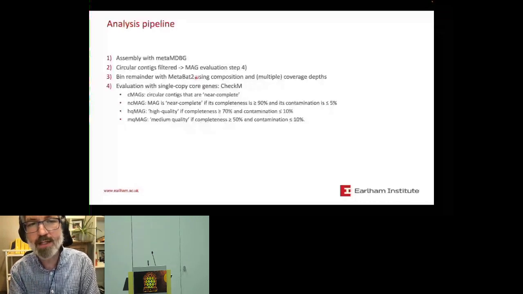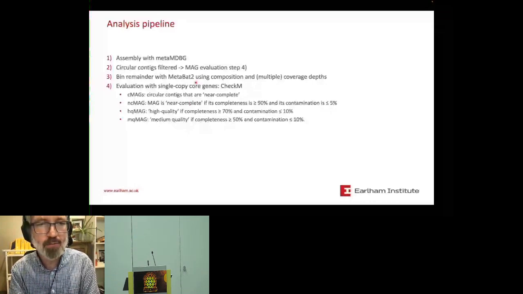And then we evaluate the bins. So we use CheckM for that. We define near complete as greater than 90% completeness, less than 5% contamination. And then we've got circular contigs that are near complete that have come in straight from step 2, high quality, medium quality, etc. So how did we do?